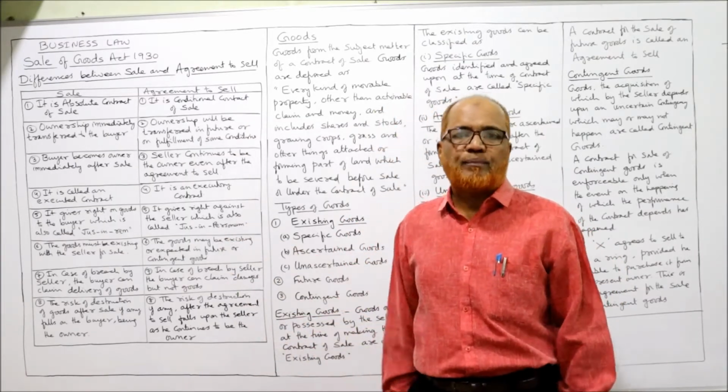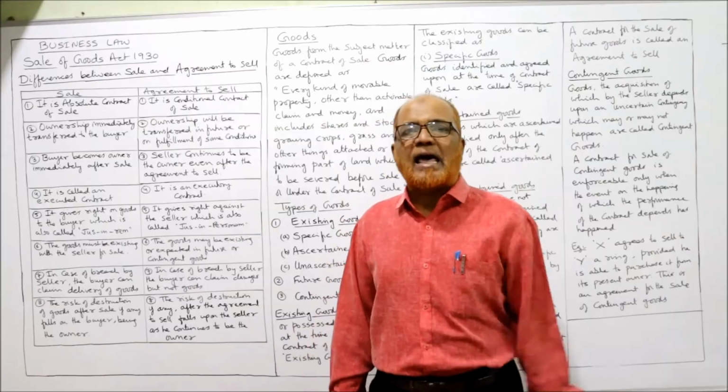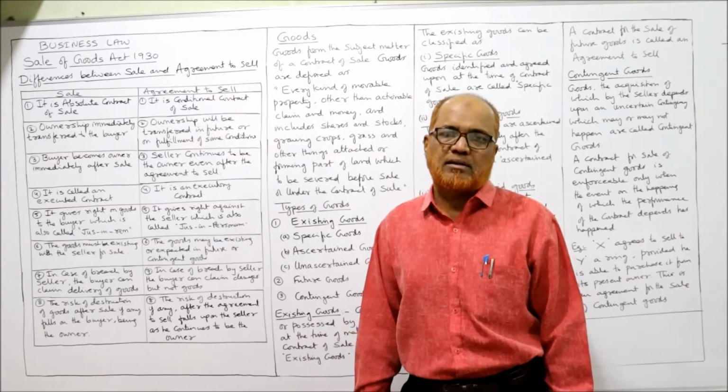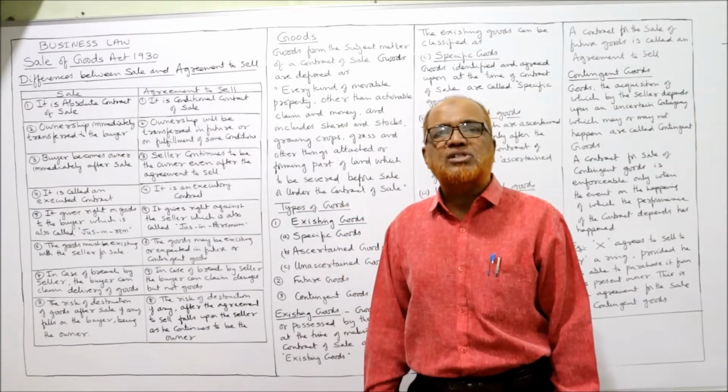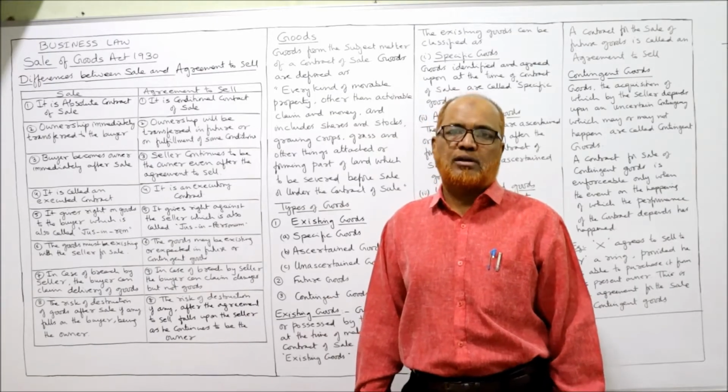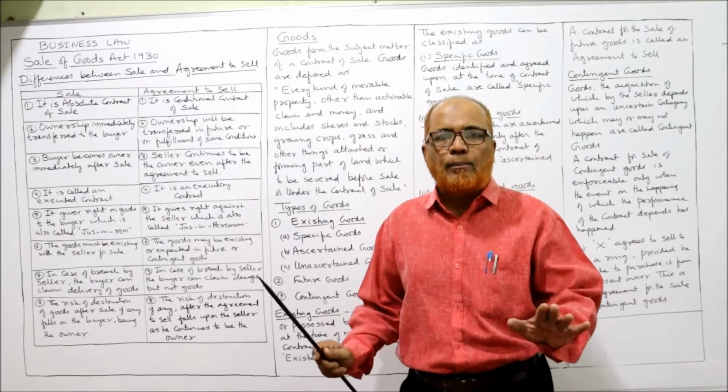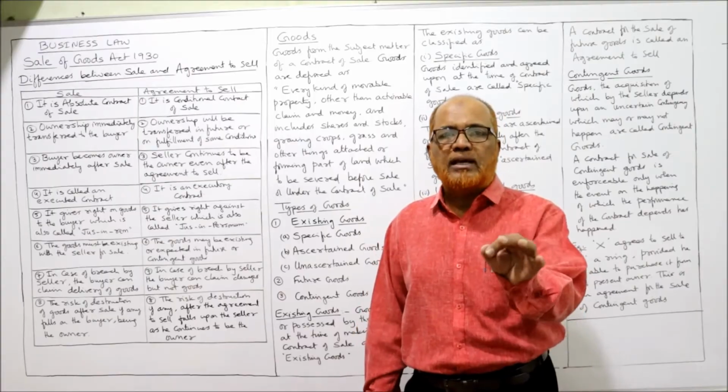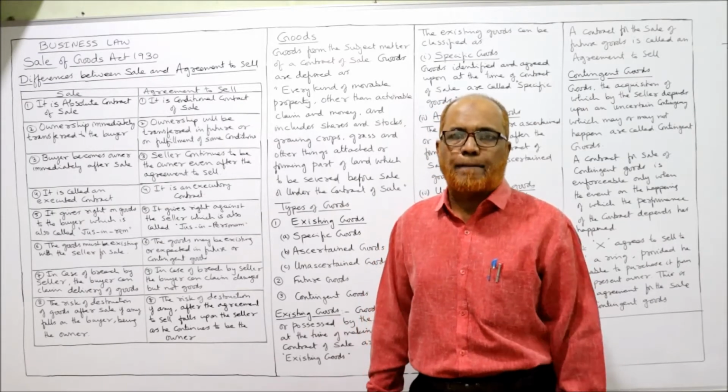Whereas in case of agreement to sell, the contract is called an executory contract. That means both the parties have still to perform their obligations. The buyer and seller have not completed their obligations. They have only entered into an agreement.